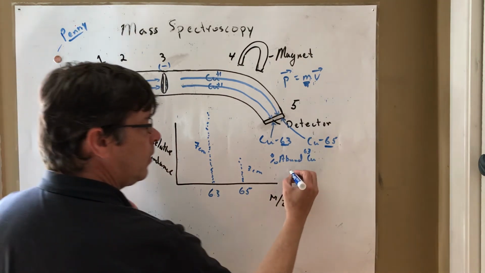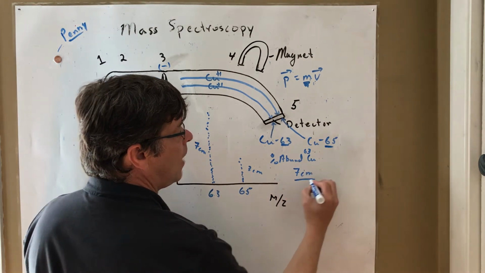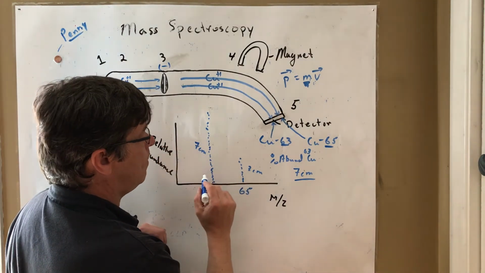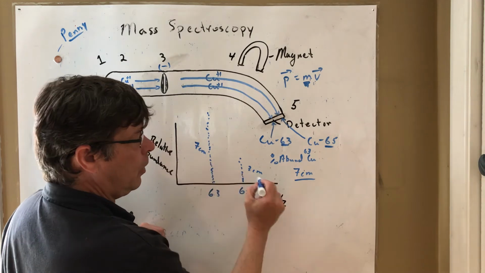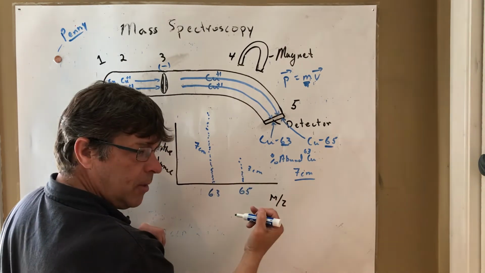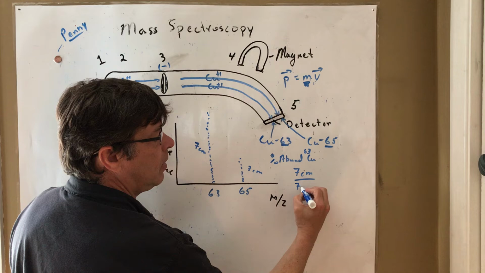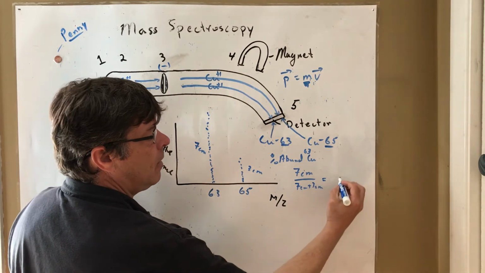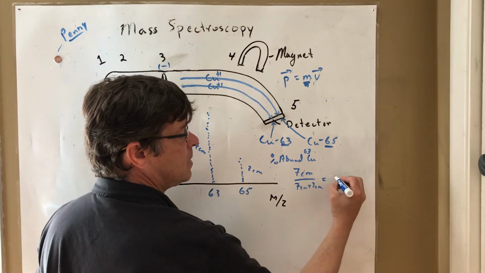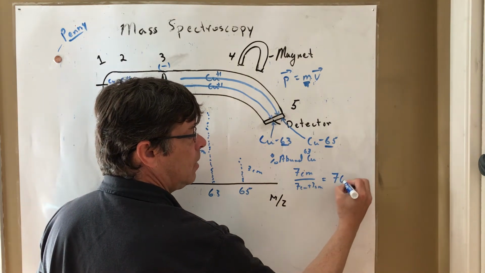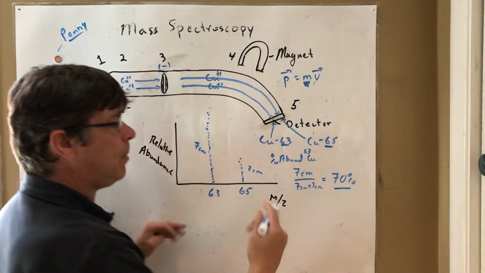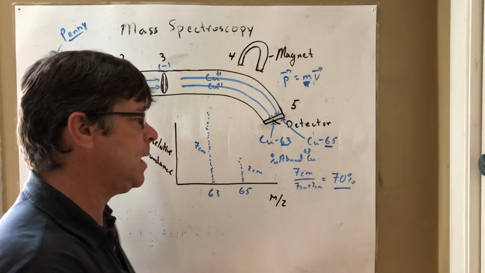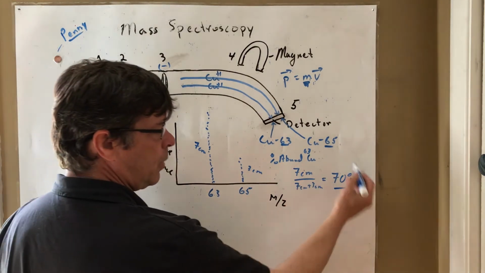Okay, so what we do is take 7 centimeters. Now this is going to be important. What we want to do is divide this by the total heights of the peaks. So we're going to take 7 centimeters plus the 3. So it's going to be 7 divided by 10, and that'll give us 70%. So the percent abundance, this is an approximation. I think it's actually a little less than 70%. So the percent abundance of copper 63 is 70.